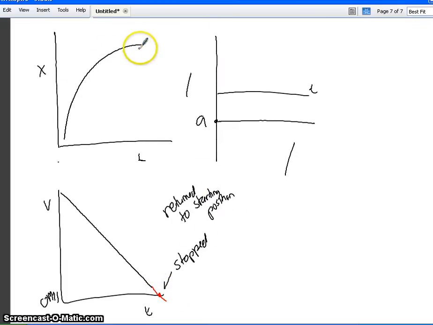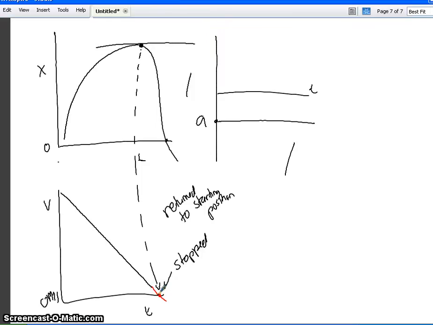When the x graph, I'm just going to continue this down, when the x graph crosses the origin, that means it returned back to the origin. It returned back to position 0, okay? But when the velocity crosses the origin, that just means it stopped for a moment, okay? So notice this point right here, where the slope is equal to 0, is the same point right here where velocity equals 0.